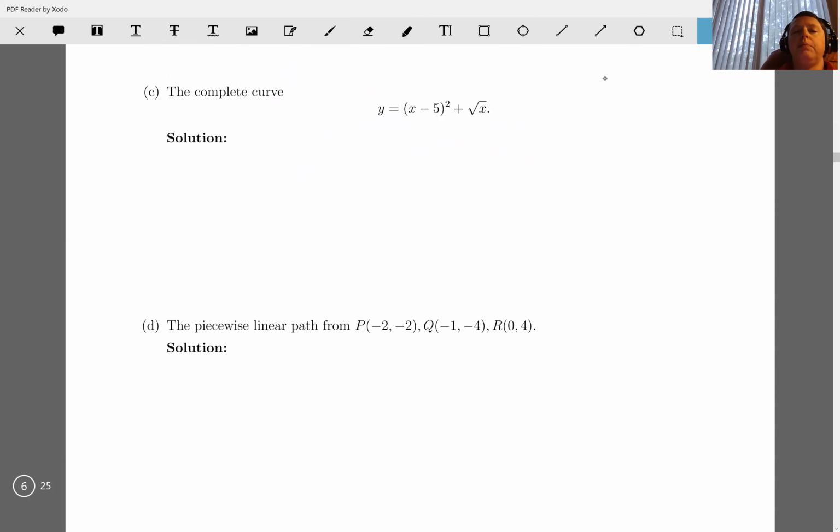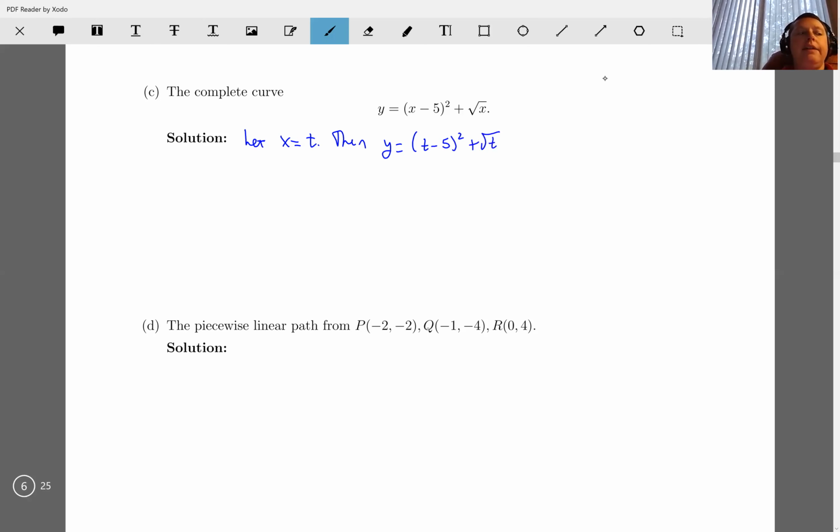Okay, let's do another example. We want the complete curve y equals x minus 5 quantity squared plus square root of x. There are a few ways to do this. If I want to just be direct like I was in the first problem, I could just go, hey, let's let x equal t. Then y is going to be t minus 5 quantity squared plus square root of t.